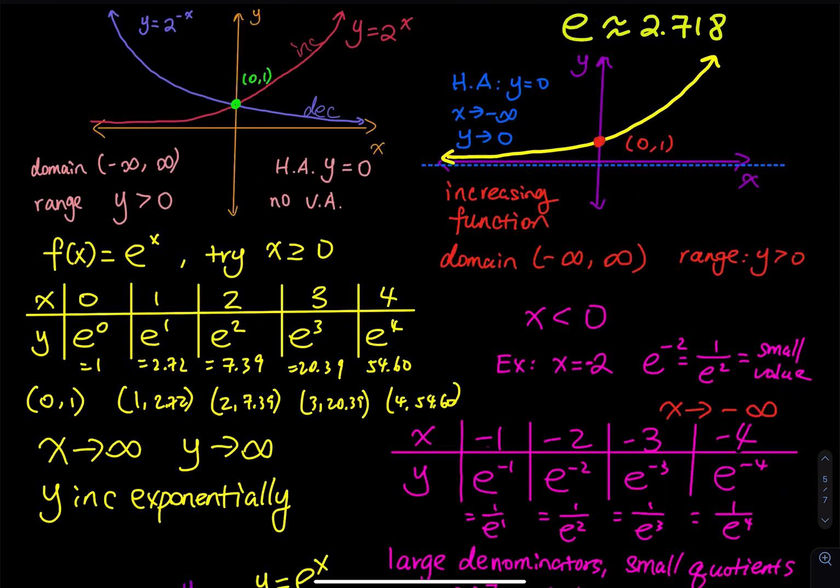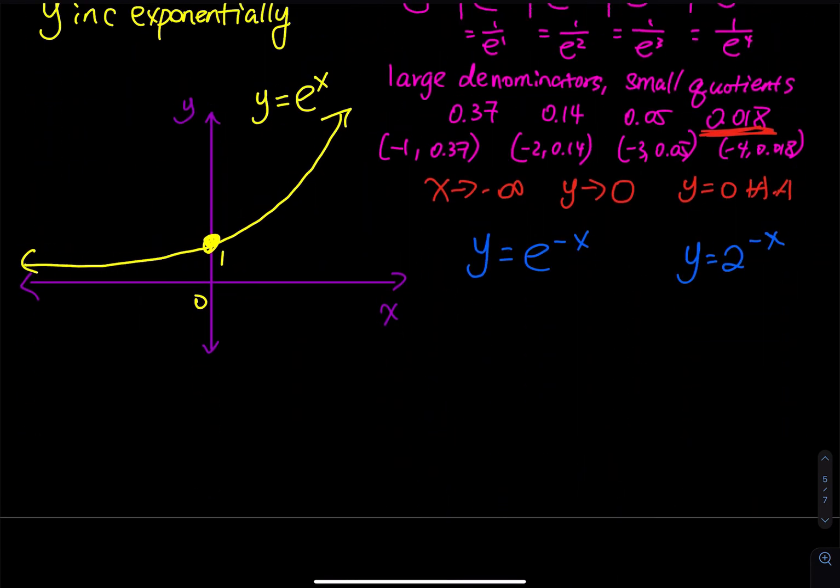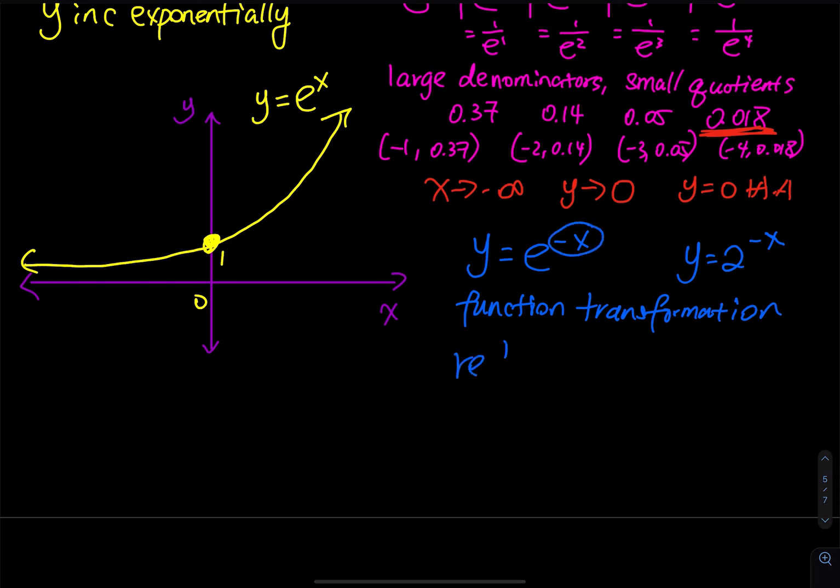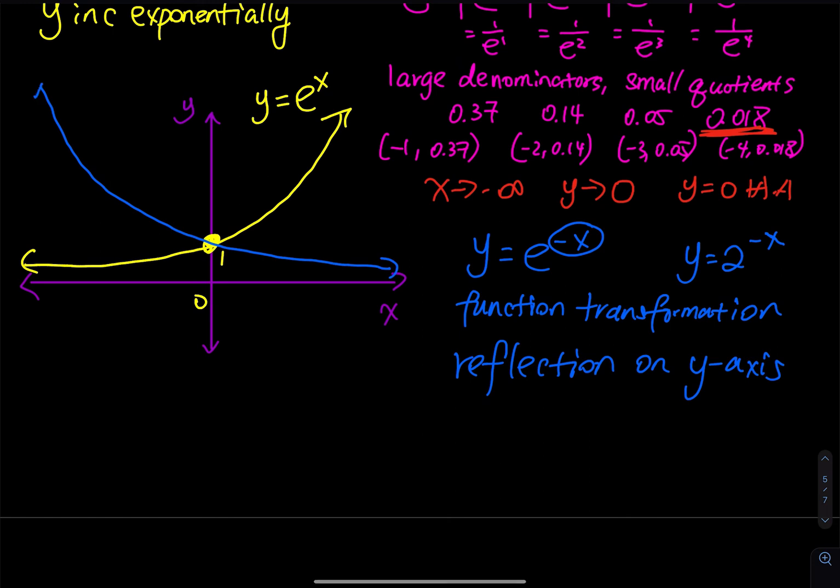Another way to say this, if you learned function transformation before: if you put a negative right next to x, that means you create a reflection on the y-axis. So instead of having the yellow curve, you have this. This is a reflection on the y-axis. Another way to picture this is you grab this tail and then you flip that to the other side.